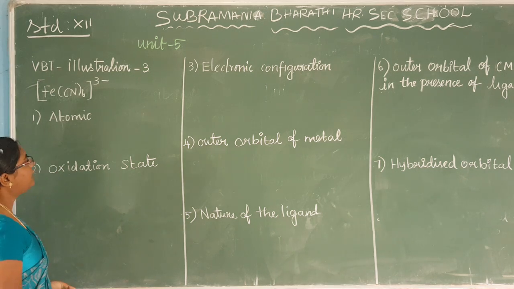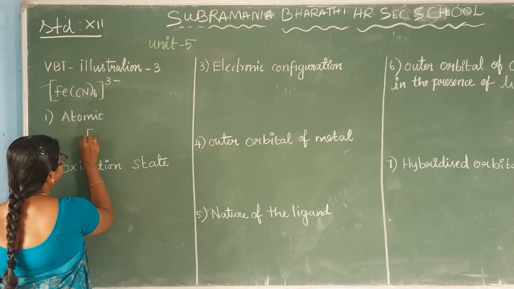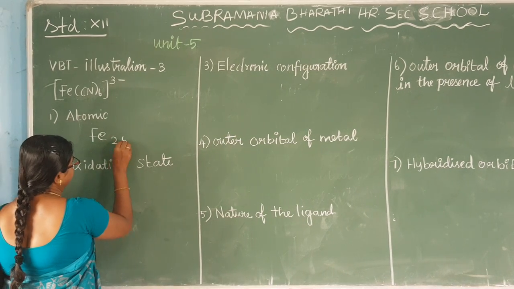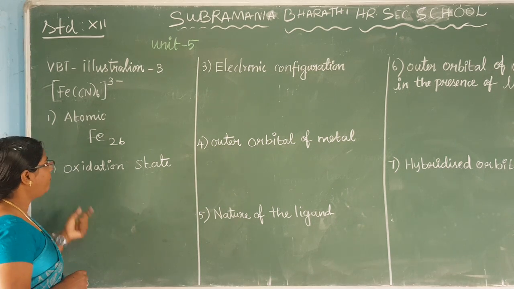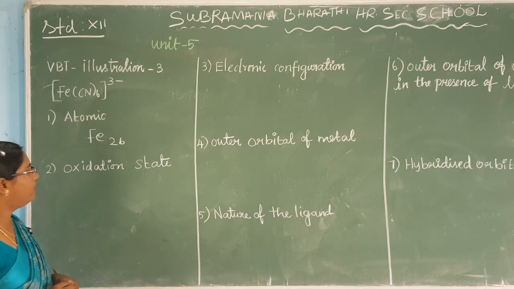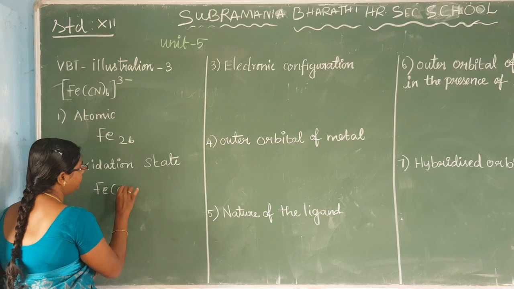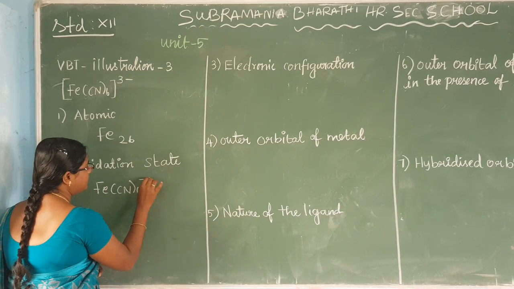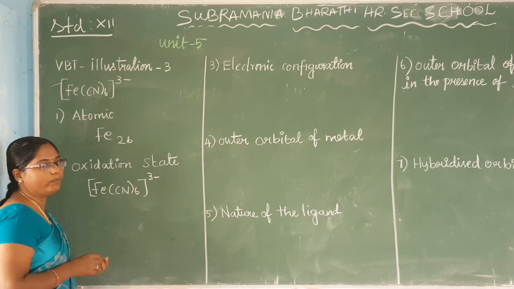What is the atomic number of iron? The atomic number of iron is 26. That is the first step. Then the next one, I have to find out the oxidation state of the central metal atom. What is the complex? [Fe(CN)6]3-. This is our complex.